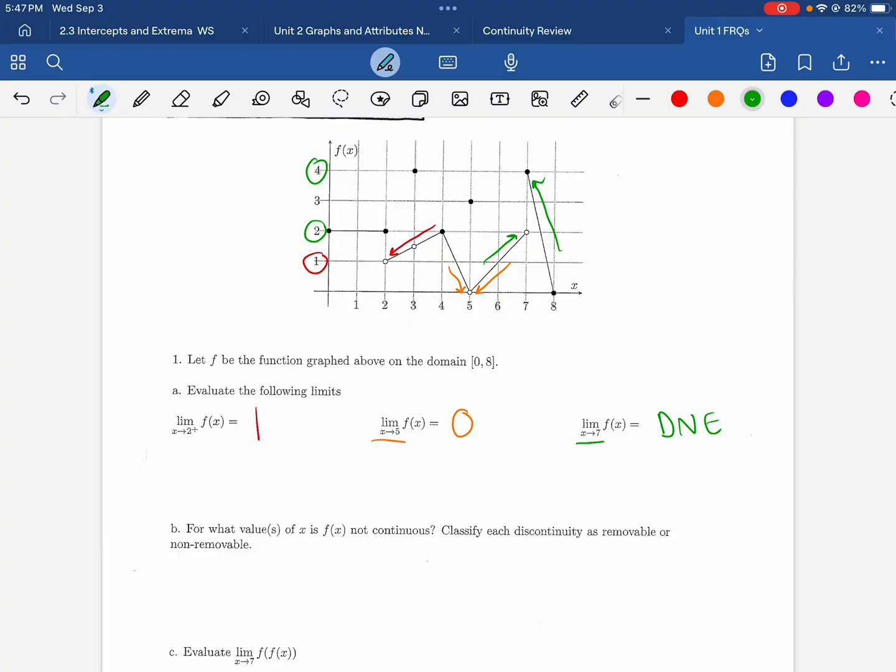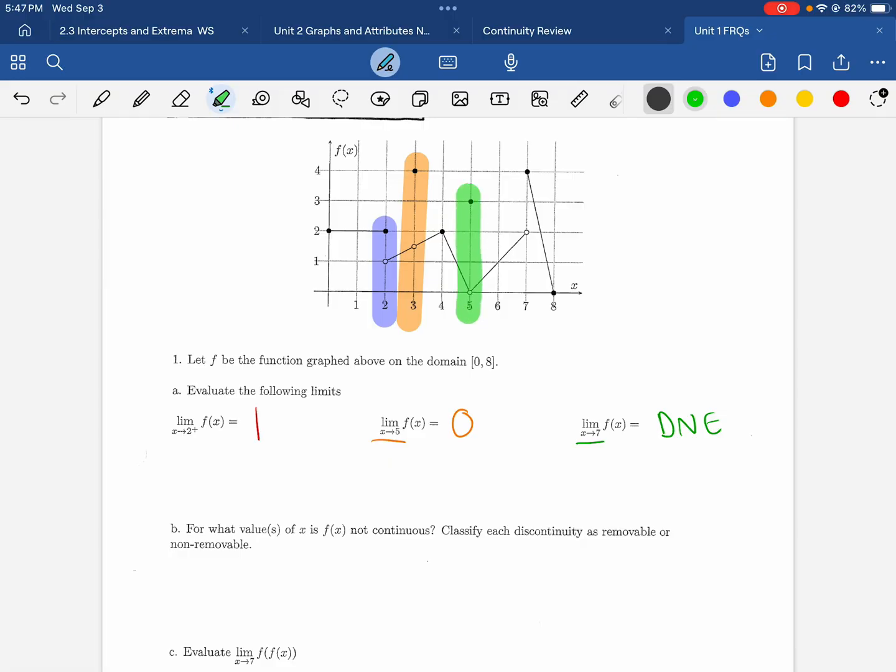All right, so for what values of x is f of x not continuous? Classify each discontinuity as removable or non-removable. So I'm gonna erase this stuff. On my graph, I'm going to have a discontinuity at 2, at 3, at 5, and at 7. All right, so those are all the values where you are discontinuous.